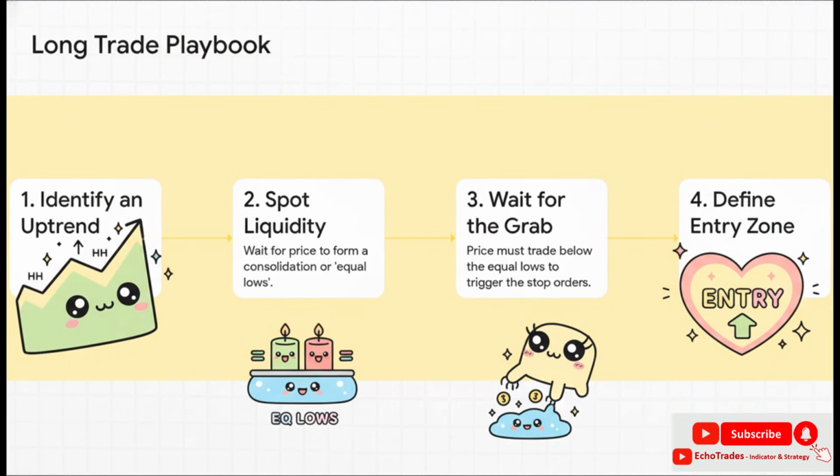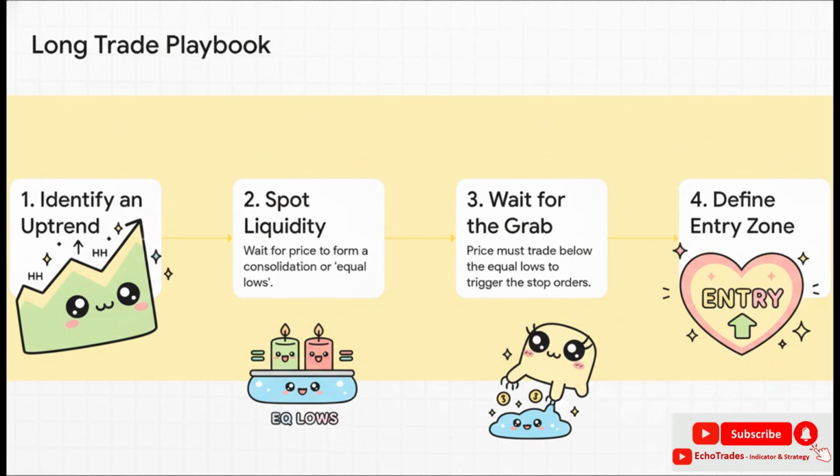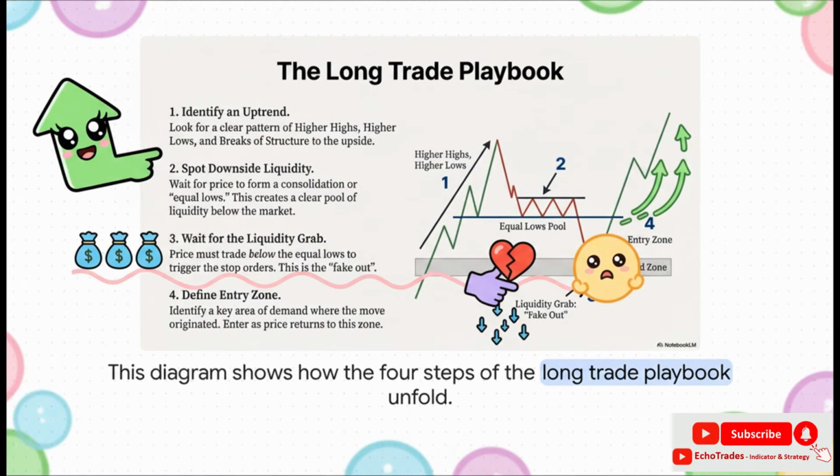So for a long trade, when we're looking to buy, the playbook is just 4 simple steps. First, we confirm the market is in an uptrend, making those higher highs and higher lows. Second, we find exactly where that liquidity is building up below the current price. Third, we just wait. We patiently wait for the market to dip down and grab that fuel. And finally, once that grab happens, we define our entry zone. And this diagram just lays it all out perfectly.